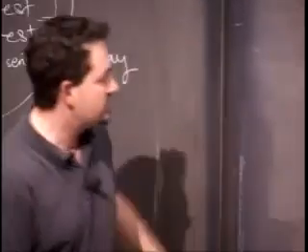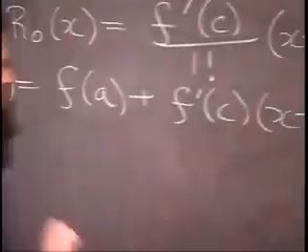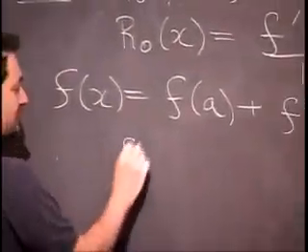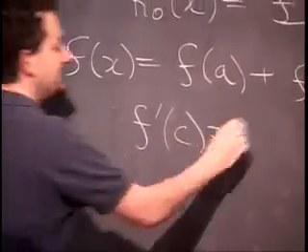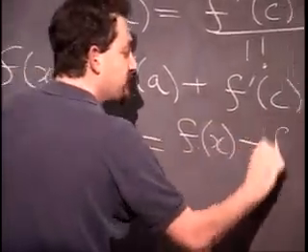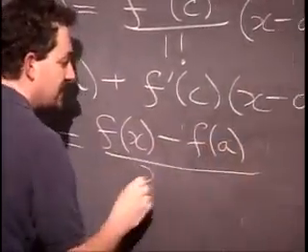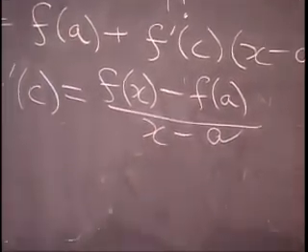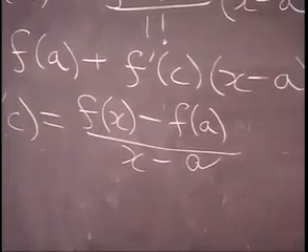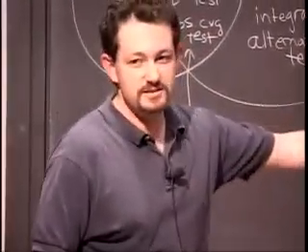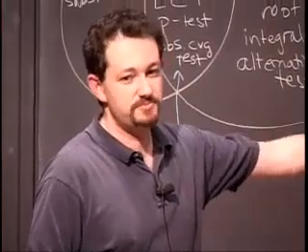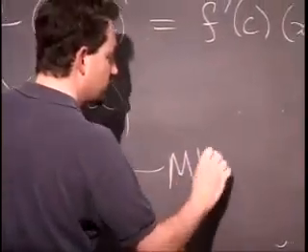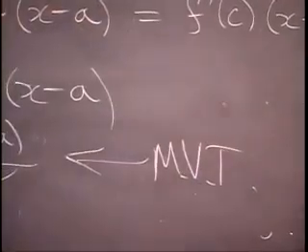Now let's rearrange this. Let's divide by x minus a and shuffle around. You can write it like this: f prime of c is f of x minus f of a over x minus a. Does that remind you of anything from Math 103 from the first half? f is a function. There is some number c in between x and a such that... It's the mean value theorem. Exactly. Not for integrals, for derivatives. The original mean value theorem.